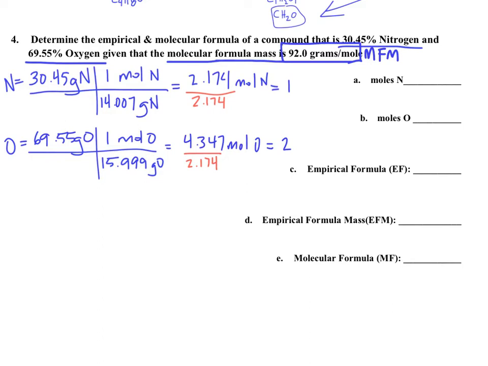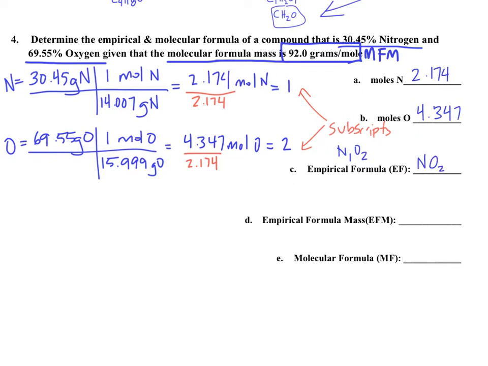So let's start filling in some information here. The moles of nitrogen we just determined, we already calculated that. It was 2.174, and the moles of oxygen, we already found that. It was 4.347. So my empirical formula, if these are my subscripts here, then my empirical formula would be N1O2 or just NO2.